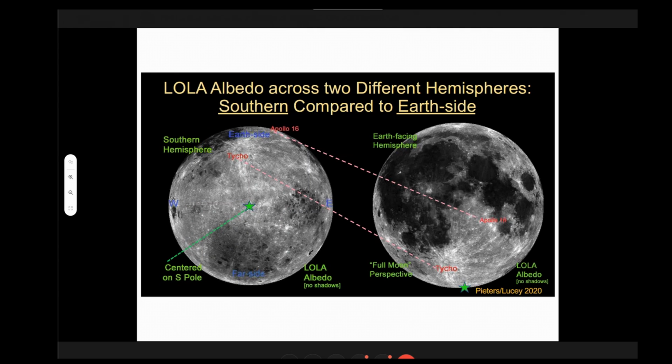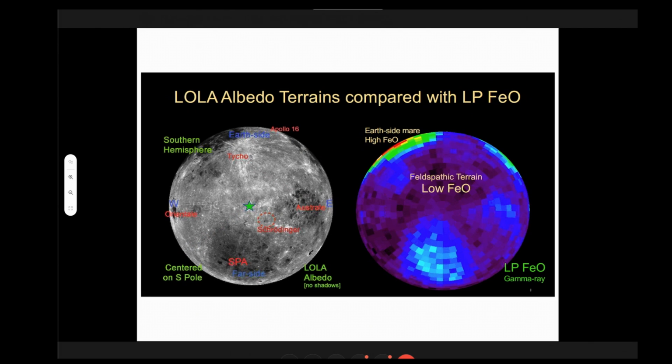Next slide, please. Including the South Pole. And as you can see here, the terrain from Apollo 16 all the way up past the South Pole and on into South Pole-Aitken is entirely feldspathic. And as Brent just mentioned, there's this lovely ray of Tycho that may reach the site as well. Next slide. This is confirmed by the Lunar Prospector iron gamma ray data, which shows it to be very low iron, so completely consistent with the reflectance data as well.